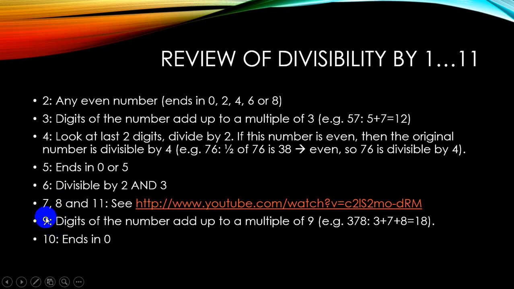And then 9, same concept as 3, except the digits of the number have to add up to a multiple of 9. So the number 378: 3 plus 7 plus 8 gives you 18, which is, of course, 9 times 2. It's a multiple of 9. 10, easy, just has to end in a 0.